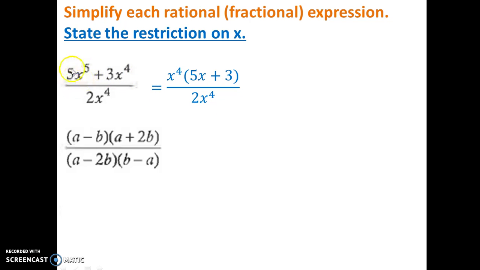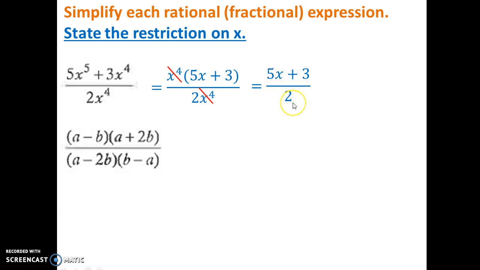Hopefully you noticed an x to the 4th power can be divided out of that and that. So if you remove an x to the 4th, you end up with x to the 4th times 5x, which would give you that. And then x to the 4th times 3, which would give you this. So that has been removed. Now we notice there's an x to the 4th here and here. So those are common factors. That one can be canceled, and so can that. That means we're left with 5x plus 3 and 2 on the bottom.